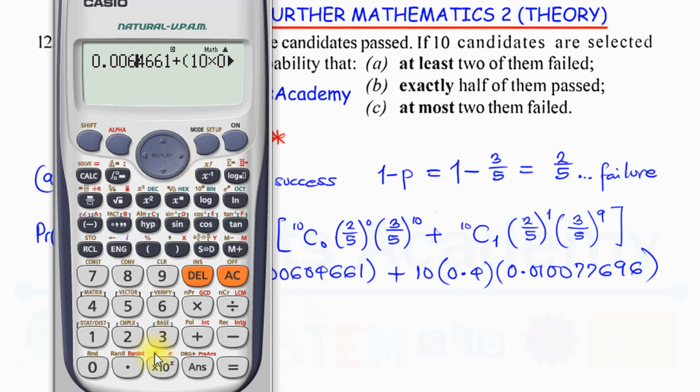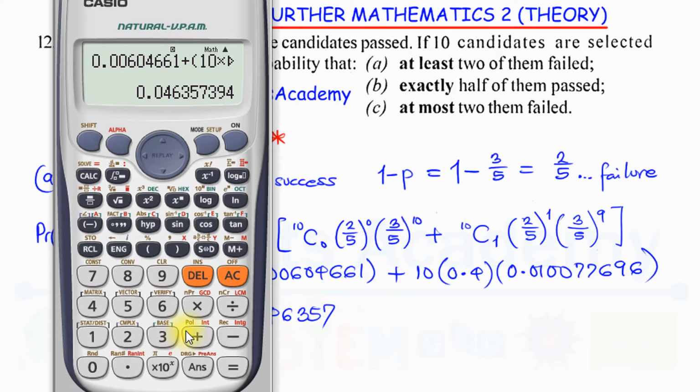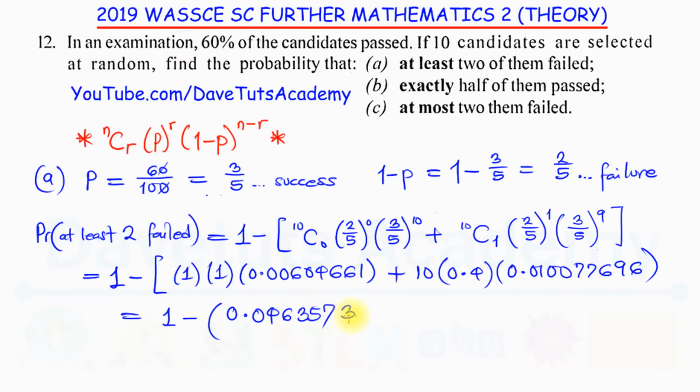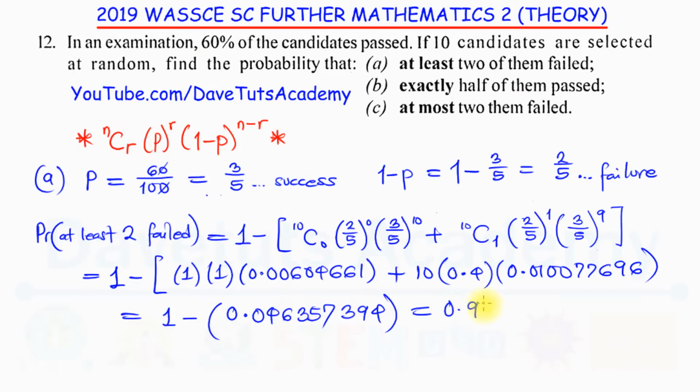So you can solve that, and this is 0.046357394. This is what we need to subtract from 1 to get our final answer, so I can say 1 minus this previous answer. That's 0.953642606.